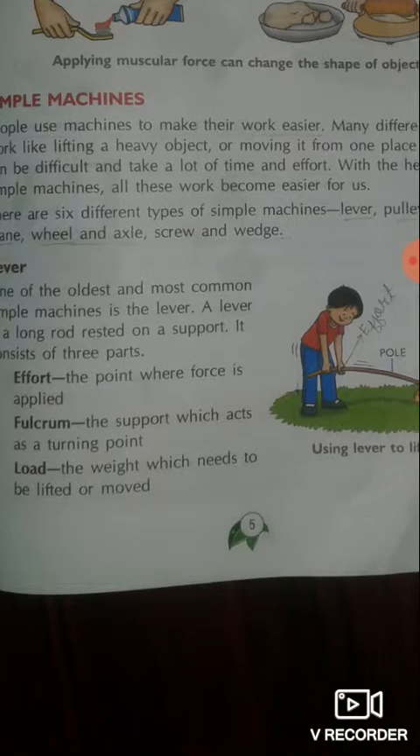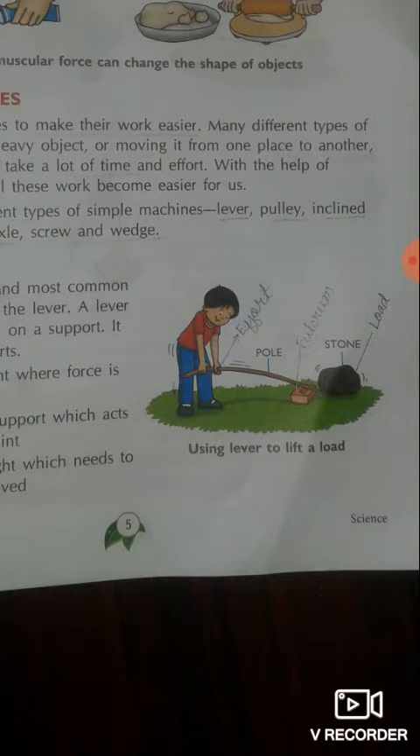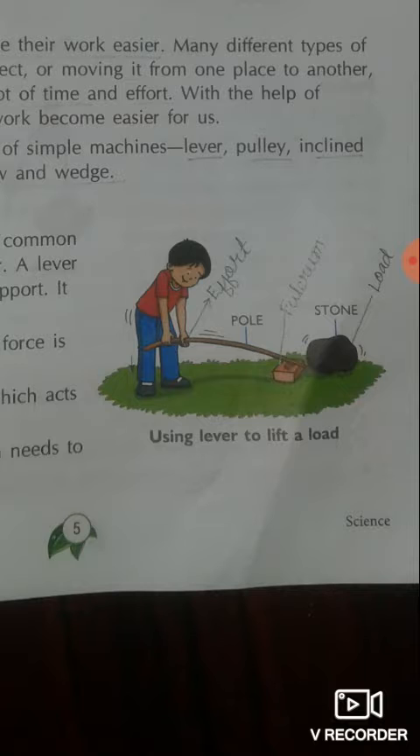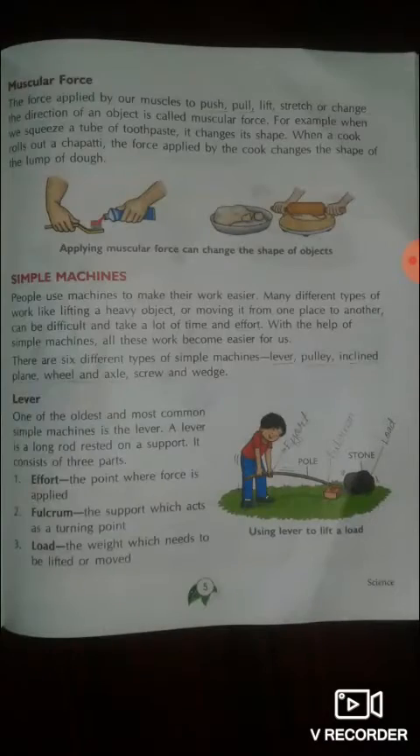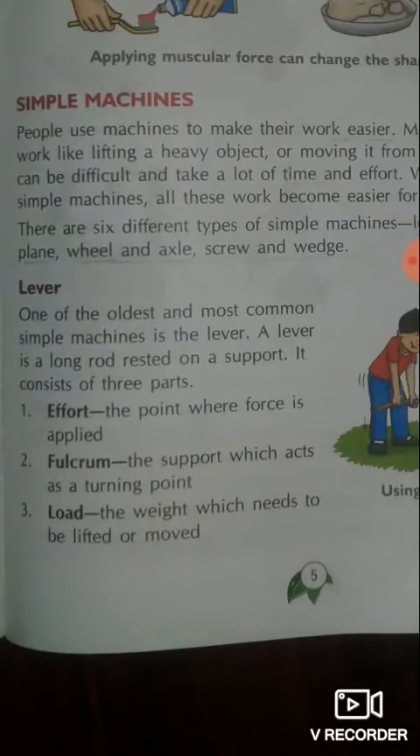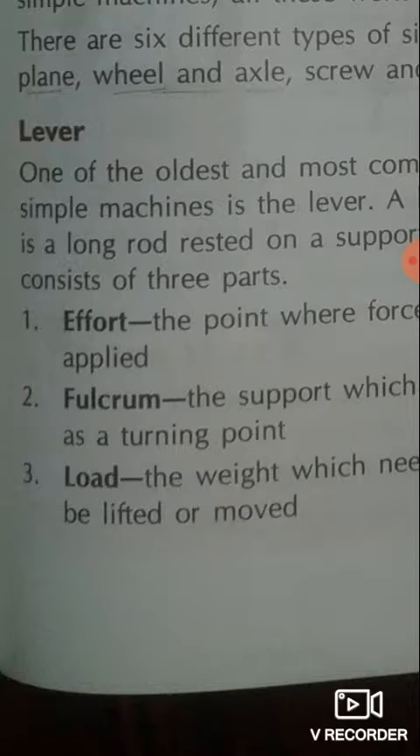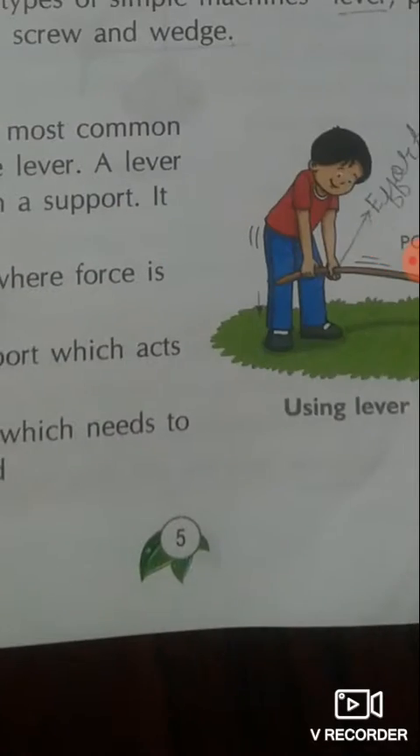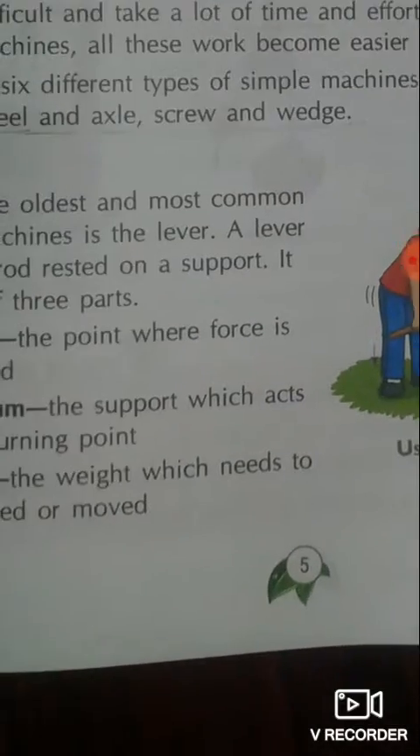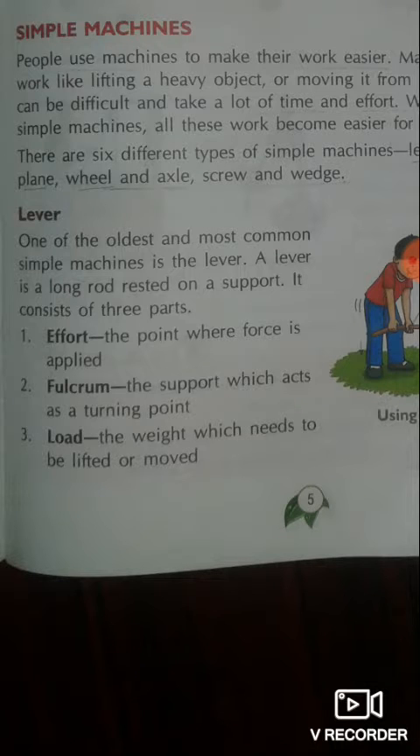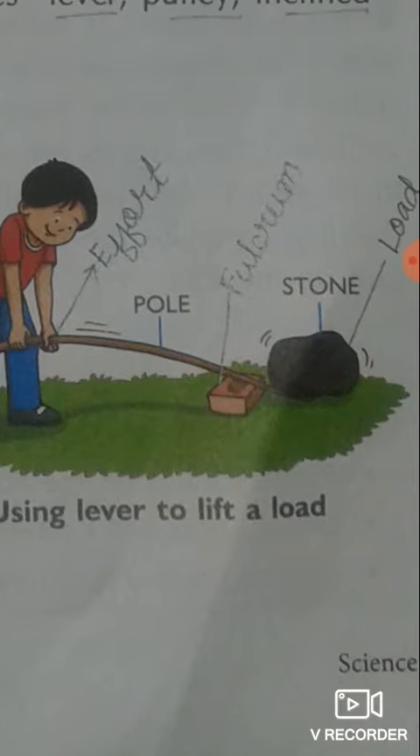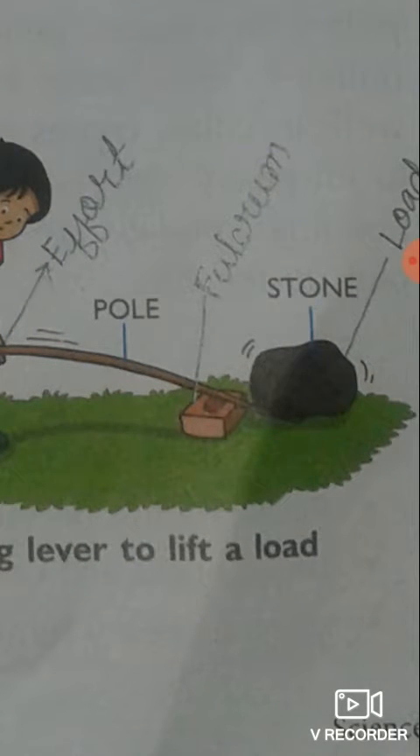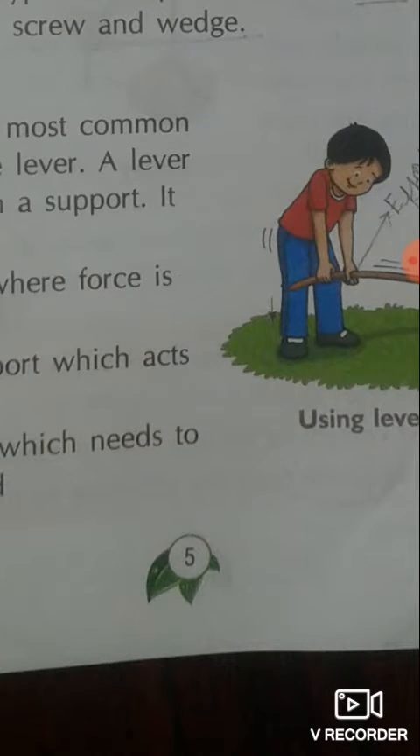How? You see, this boy is applying force to lift this weight, taking help of these bricks. So here are three parts in a lever. Effort, the point where force is applied, that is from the hand. Next is fulcrum, the support which acts as a turning point. The turning point is the brick. I have written here with pencil, fulcrum. This is the fulcrum, the middle point.